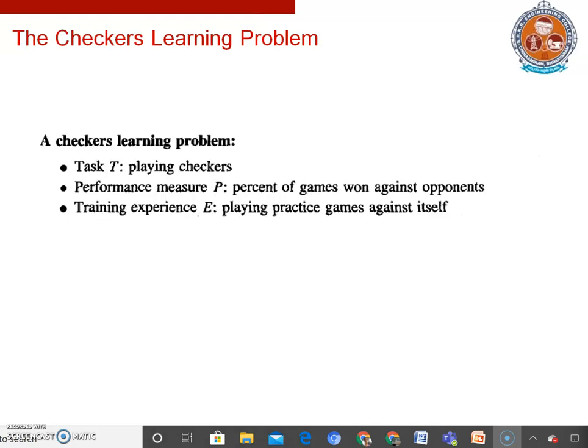First, let us take the checkers learning problem. Here the task is to play checkers game. The performance measure chosen is the percent of games won against opponents. The machine learning system gains its experience by playing games with itself.